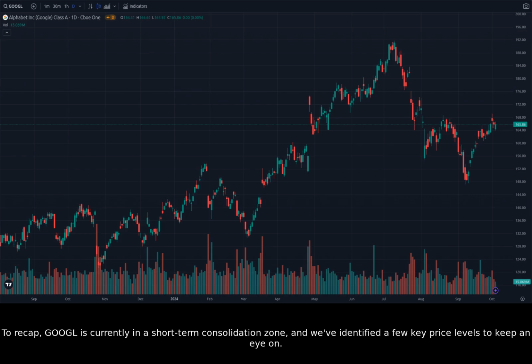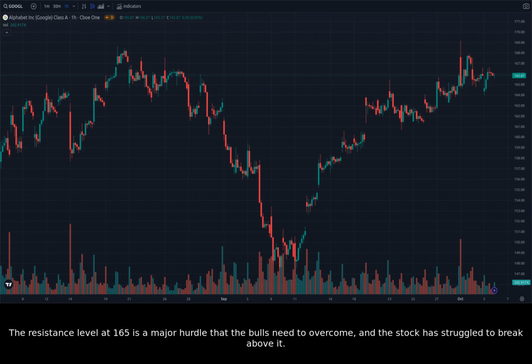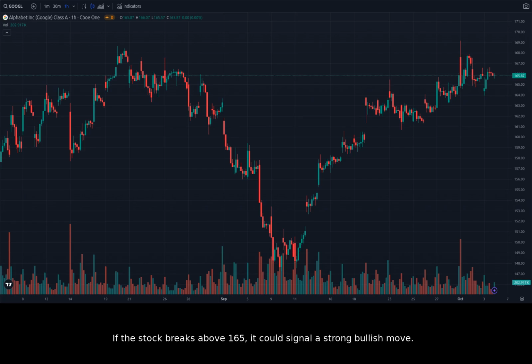To recap, Google is currently in a short-term consolidation zone, and we've identified a few key price levels to keep an eye on. The support level at 160 is likely to hold, as the stock has bounced off of it several times in recent days. The resistance level at 165 is a major hurdle that the bulls need to overcome, and the stock has struggled to break above it. If the stock breaks above 165, it could signal a strong bullish move.